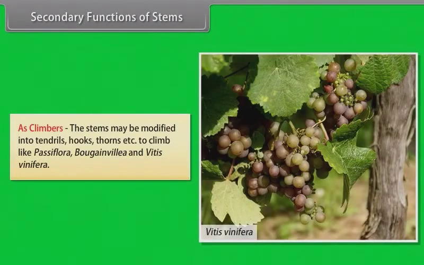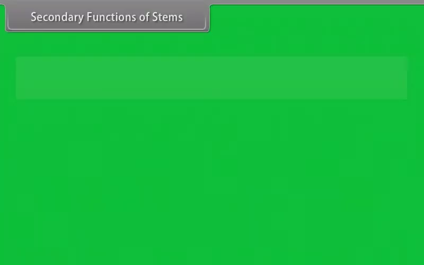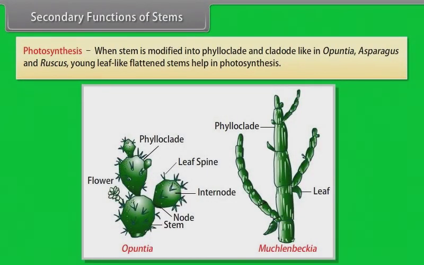As climbers, the stems may be modified into tendrils, hooks, thorns, etc. to climb, like Passiflora, Bougainvillea, and Vitis vinifera. Photosynthesis. When stem is modified into phylloclade and cladode like in Opuntia, Asparagus, and Ruscus, young leaf-like flattened stems help in photosynthesis.